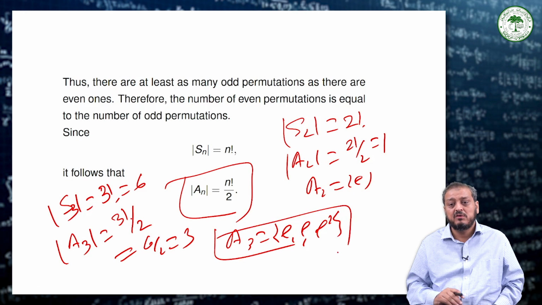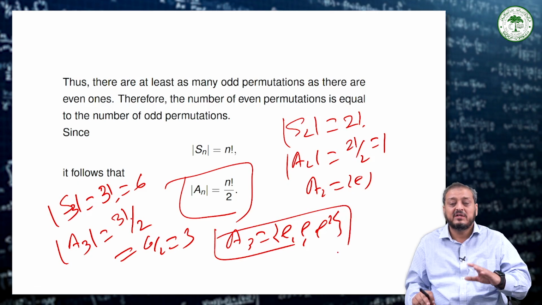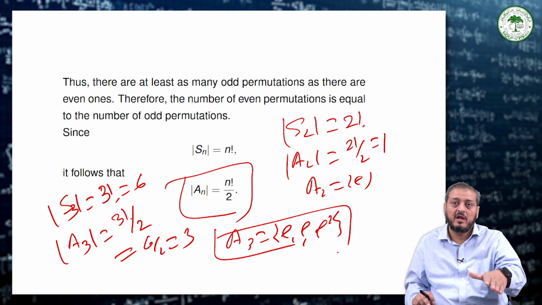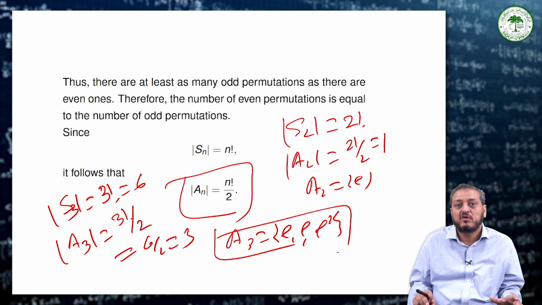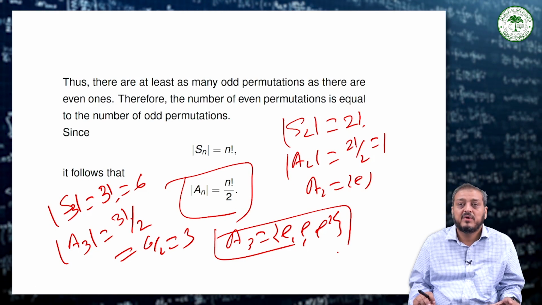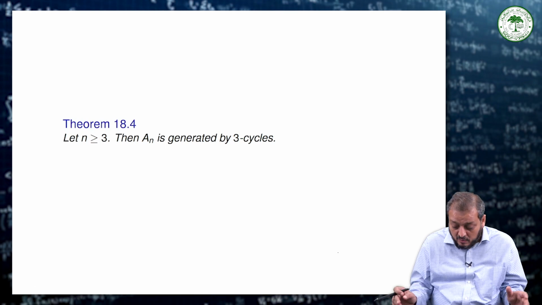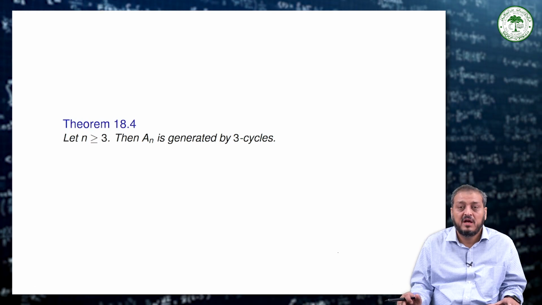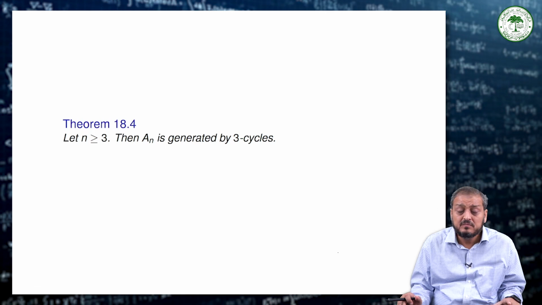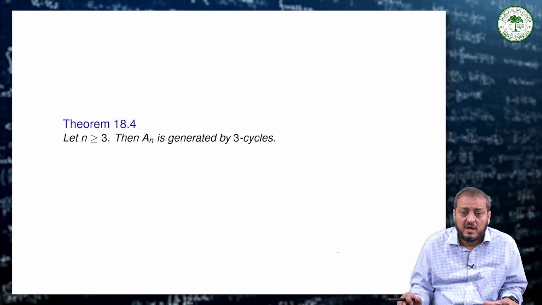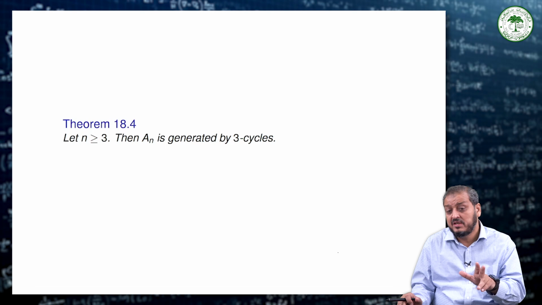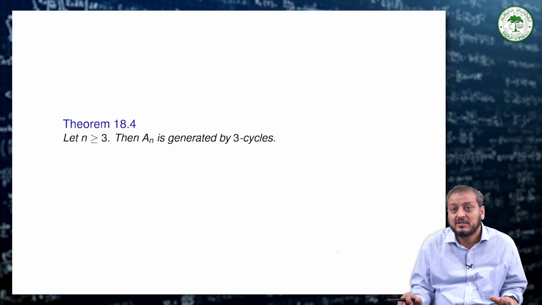Similarly, for S4 we have to find that. In general we can say that for any alternating group, the order of the alternating group is factorial n by 2. Now I have another result. Whenever n is greater than or equal to 3, the alternating group is generated by 3 cycles. So An is generated by 3 cycles.